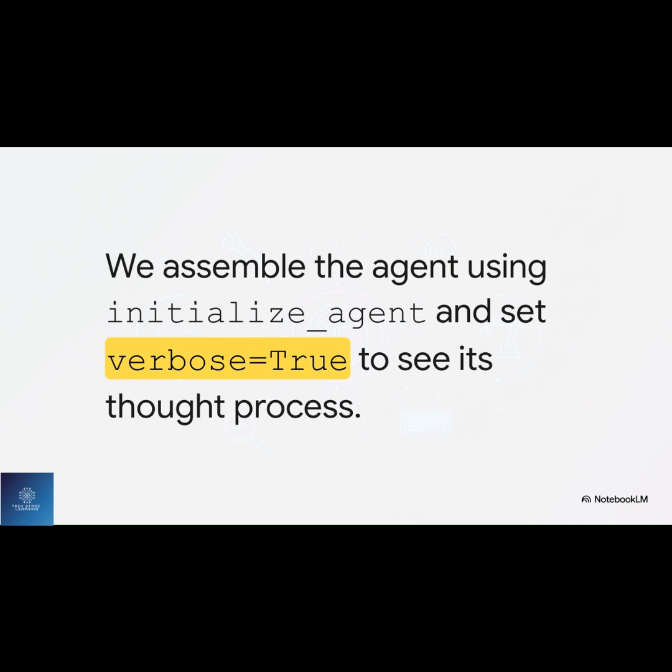Now we just put it all together. We create the agent. We'll grab our language model, in this case a GPT model from OpenAI, and then we call this initialize agent function. We pass in our list of tools, the model, and then, and this is a great little tip, we set verbose equals true. This is going to let us peek inside the agent's brain and see its thought process.